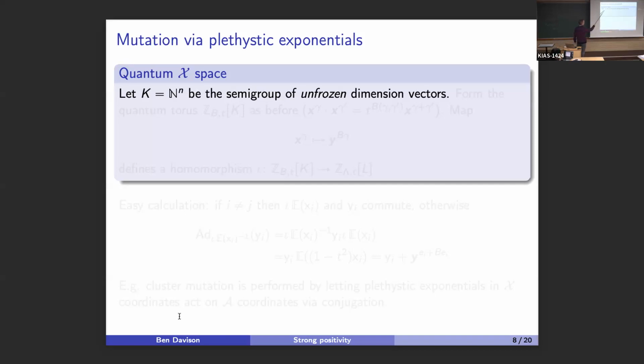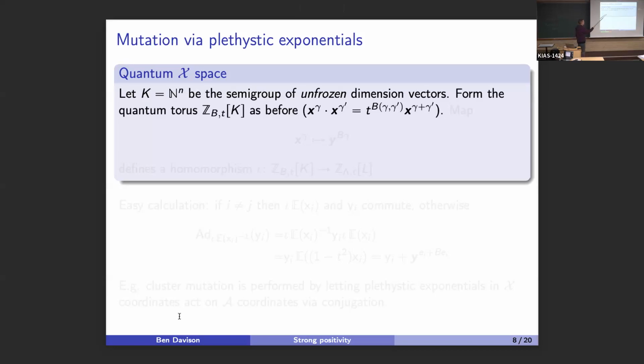So let K be the semi-group of unfrozen dimension vectors. Recall that inside our quiver we had some vertices which are frozen and some which are unfrozen. And the vertices 1 to n were the unfrozen vertices. And let K not be Z to the n, but N to the n. So these are unfrozen dimension vectors with positive entries.